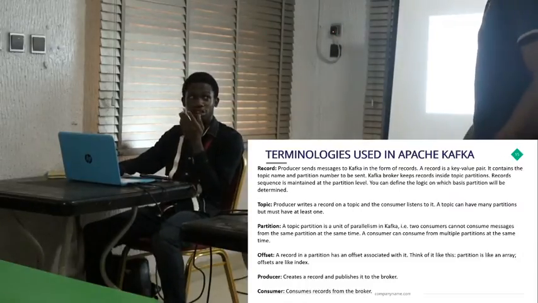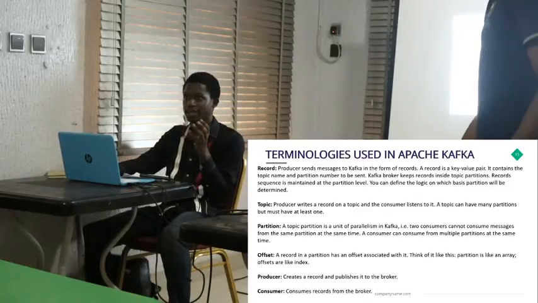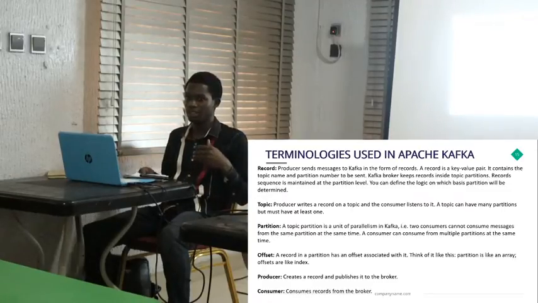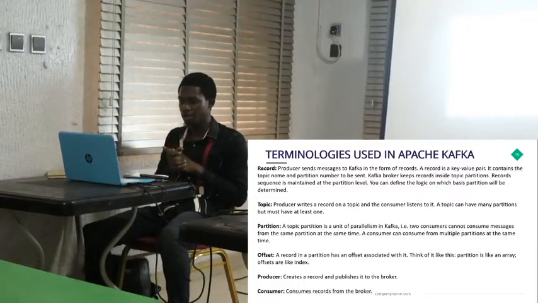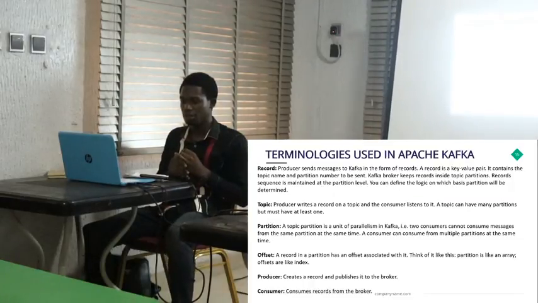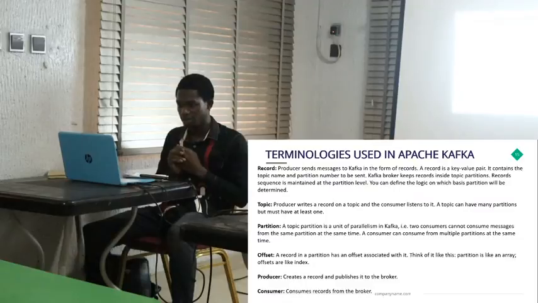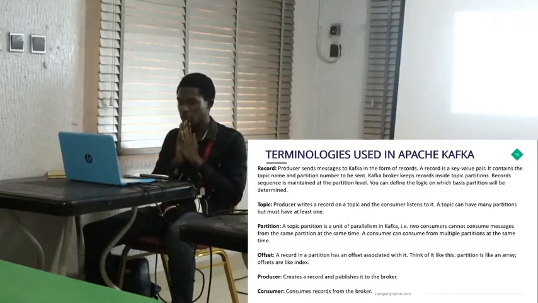In a distributed messaging system, we have both the producers and the consumers. The producers' main role is providing a venue for ingesting data for the consumer to work on. So basically, producers create a record and publish it to the broker, while the consumers consume records from the broker. When you are creating a Kafka project, you have to make a topic, and the producer writes a record on a topic, and the consumer listens to it. A topic can have many partitions, but must have at least one partition.